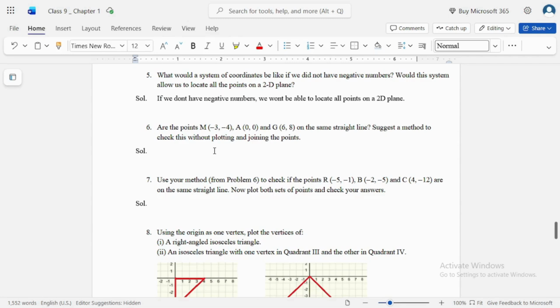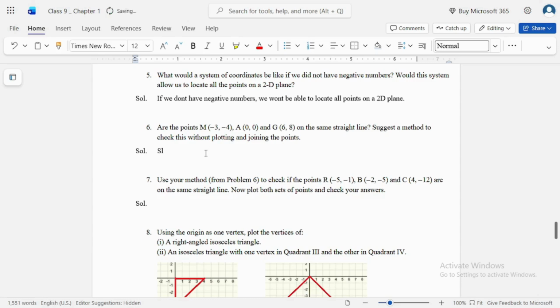Okay, so now to check if all the points are on a single line, there is one method called the slope method. There are 3 points given. We will take 2 points at a time and find its slope. So M, A and G are 3 points. Let's take 2 points at a time and find its slope. If all the points lie on the same line, the slope will be the same for every 2 pairs, right?